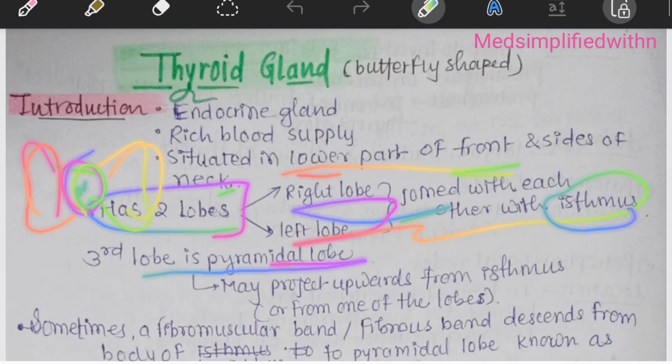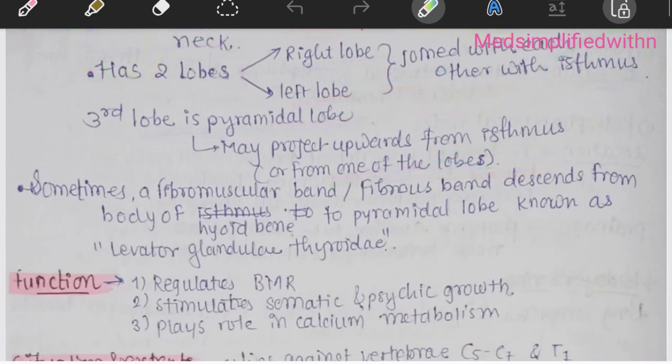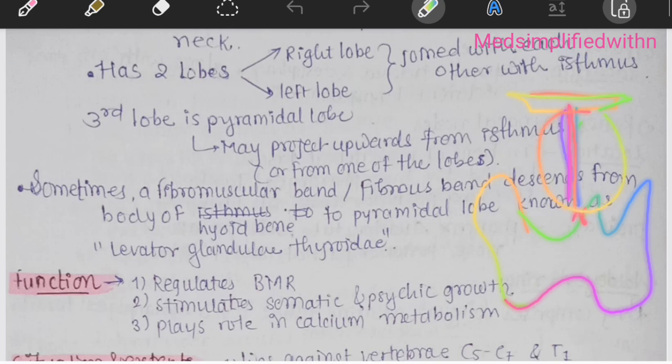The third lobe is the pyramidal lobe, which may project upward from the isthmus or from one of the lobes. Here is the pyramidal lobe. Sometimes a fibromuscular or fibrous band descends from the body of the hyoid bone to the pyramidal lobe, known as the levator glandulae thyroidae. Here is the hyoid bone, and here is the fibrous band that descends and joins the pyramidal lobe. This is called the levator glandulae thyroidae.